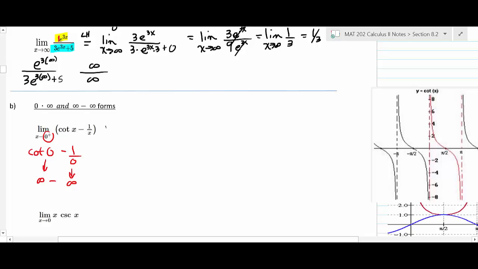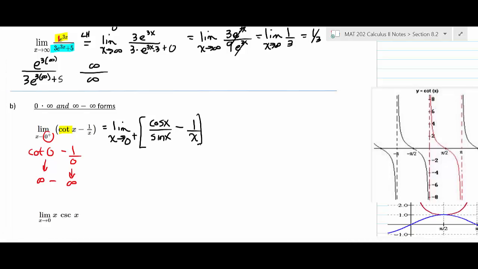So I'm going to write this as the limit as x goes to 0 from the right-hand side. What is a useful trig identity for a cotangent? It might come in handy. Cosine over sine. Good. Let's give it a whirl. So we have cosine x over sine x, and then minus 1 over x. Now we need a common denominator, because we have to do L'Hopital's rule on the top and the bottom. So we're going to put that whole thing together.